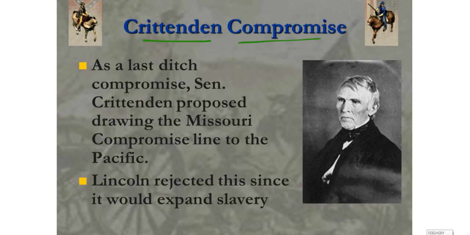The Crittenden Compromise. As a last-ditch compromise, Senator Crittenden, pictured here, proposed drawing the Missouri Compromise line all the way to the Pacific Ocean. Lincoln rejected this since it would expand slavery, and Lincoln was against the expansion of slavery.